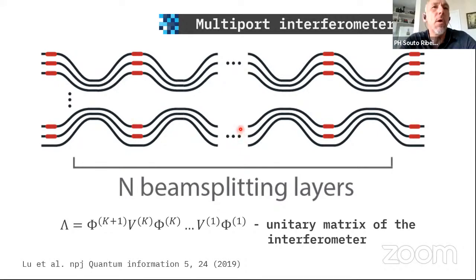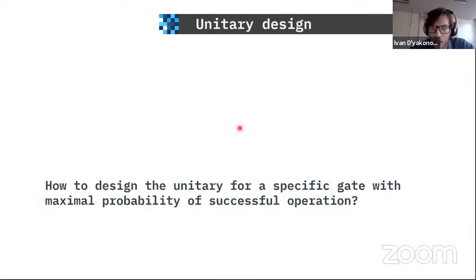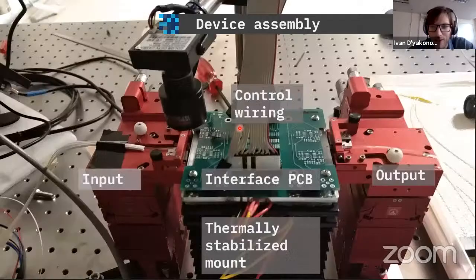So just one more question. I would like to hear your opinion about how competitive this linear optics for quantum computation can be as compared to other platforms. Yeah, okay, a very good question.